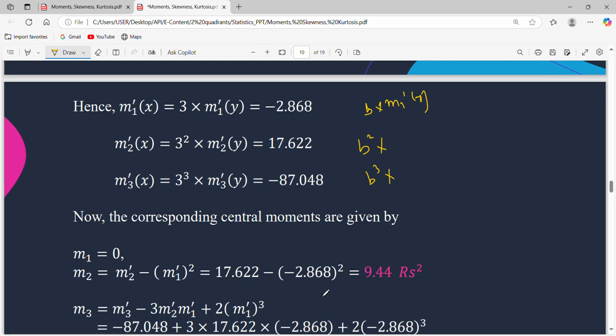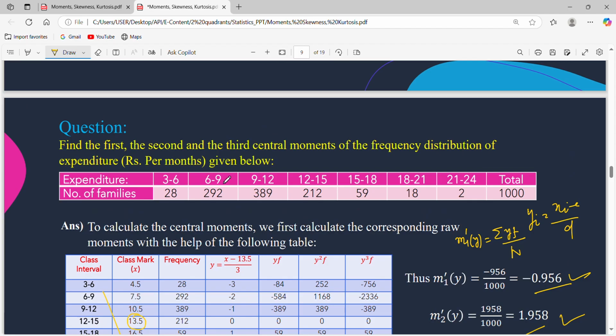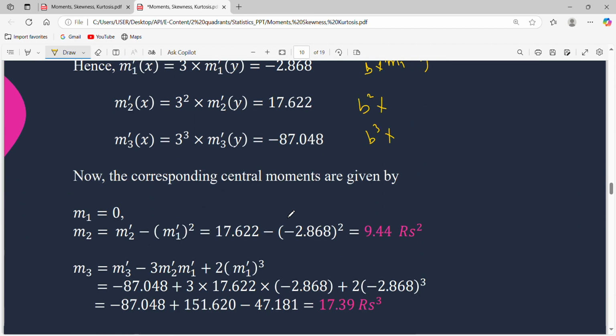But the question is, find out the first, second, third central moment. So for the central moment, m1 equal to 0, no need to change. m2 equal to m2 dash minus m1 dash whole square. So just put the value. And m3 means m3 dash minus 3 m2 dash m1 dash plus 2 m1 dash whole cube. So just put the value, you will get the answer. So this is 17.39 rupees cube. Okay.